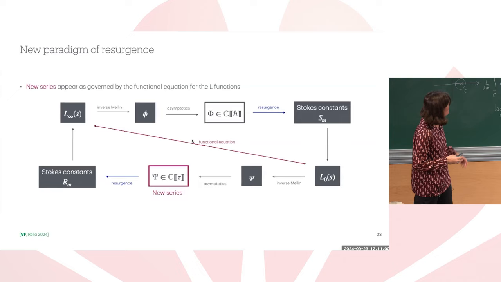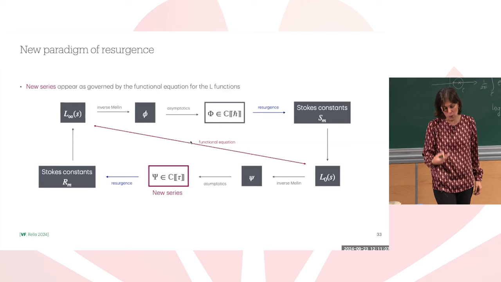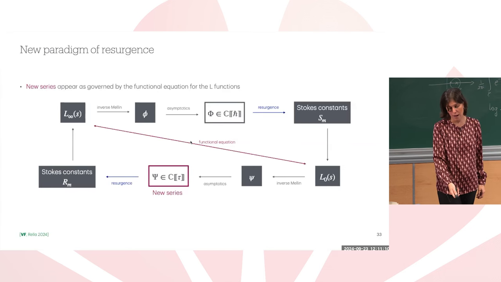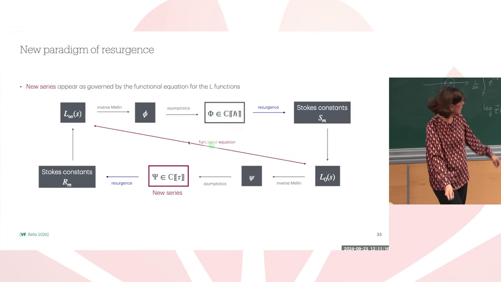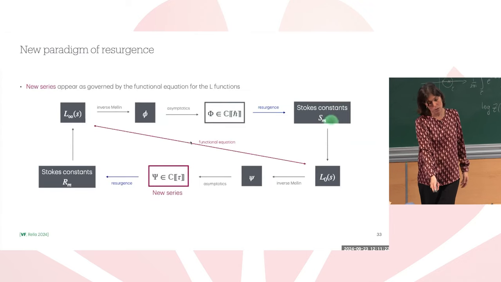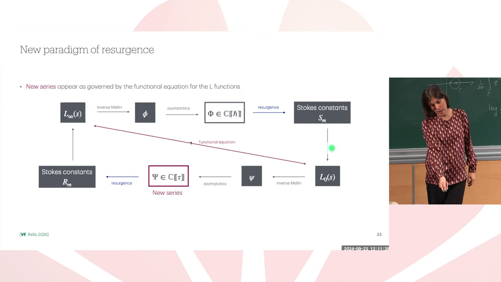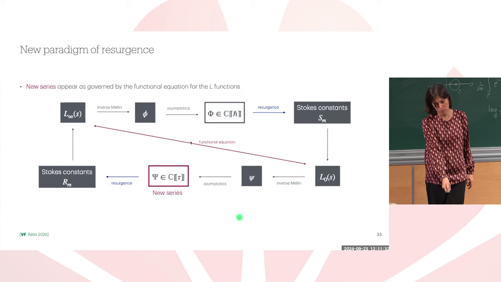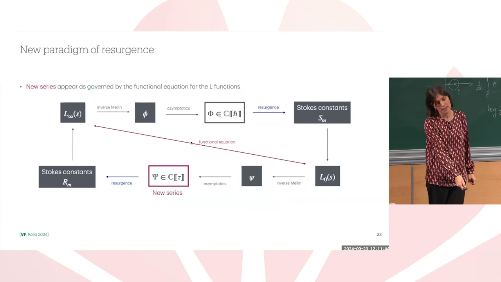So that's somehow the summary picture and what we call the new paradigm of resurgence. The idea is that you will see a new series appearing after you consider this L function. So the starting point for us was the divergent series we started with, this phi. For instance, you start with the limit at zero. You do resurgence, you compute the Stokes constants. That was the only interesting information, in a sense. But then if you pack them in an L function and you do a certain operation, an inverse Mellin transform, you get another function, and if you take the asymptotics, you find another series. And then you can close the diagram.